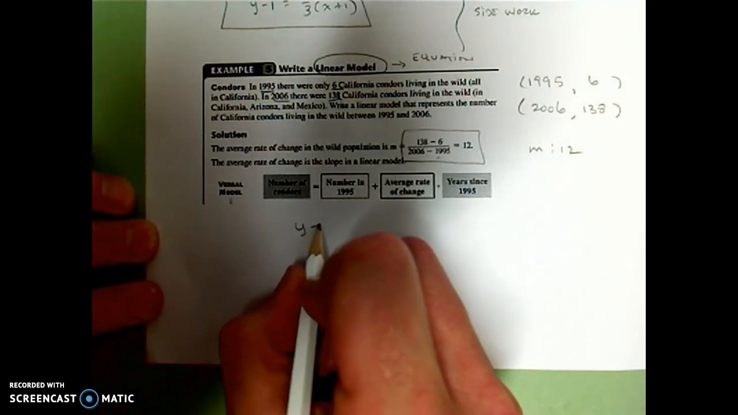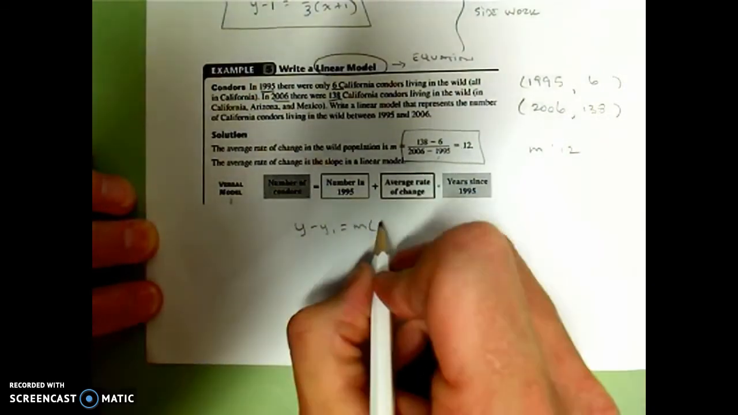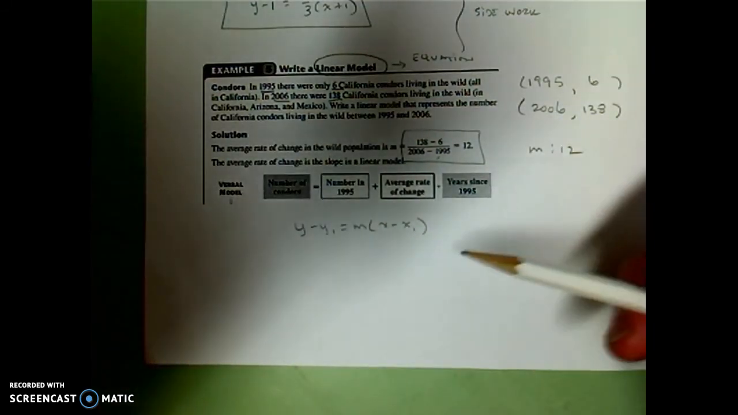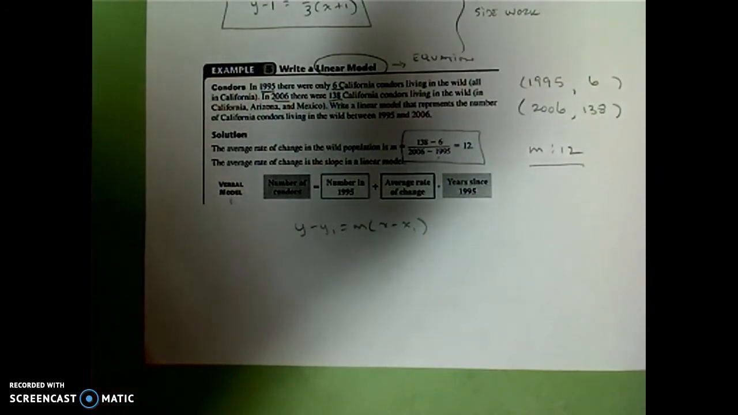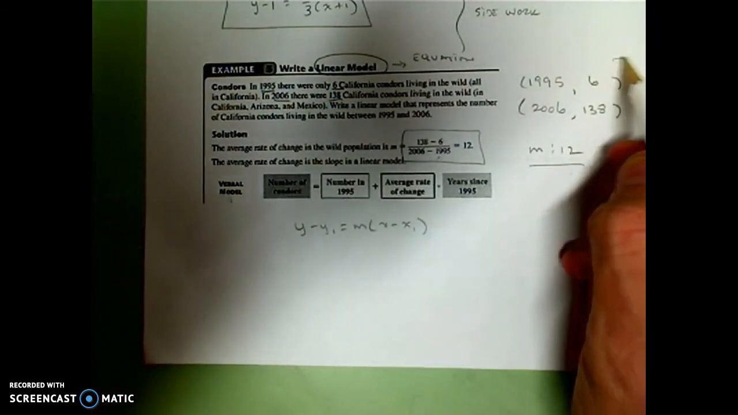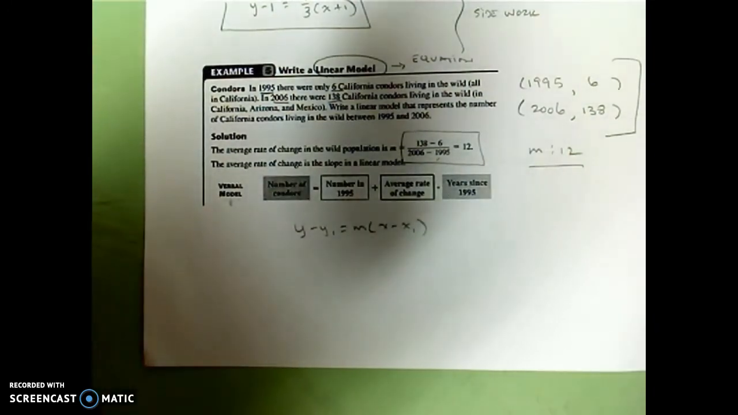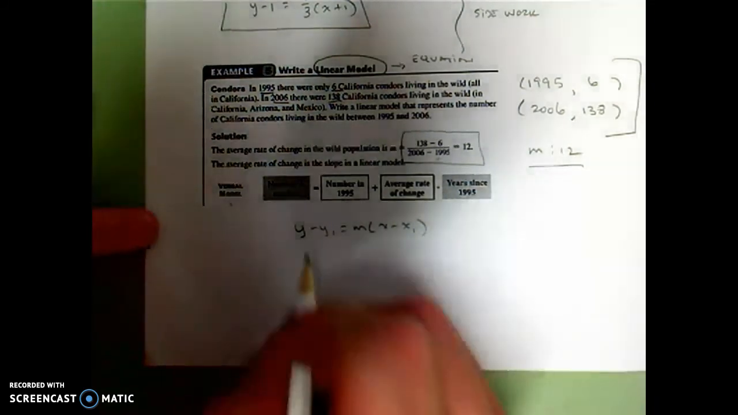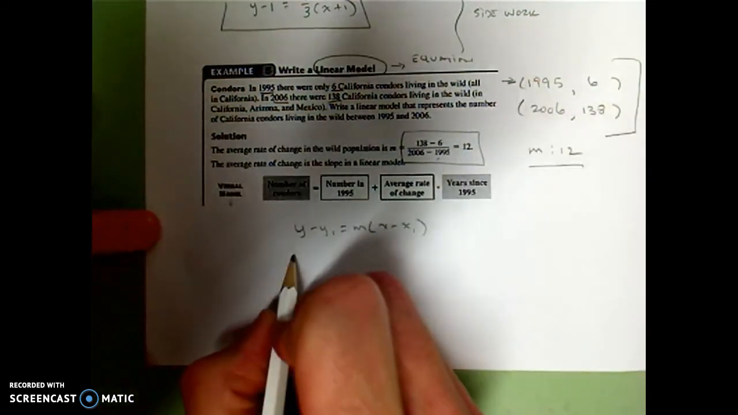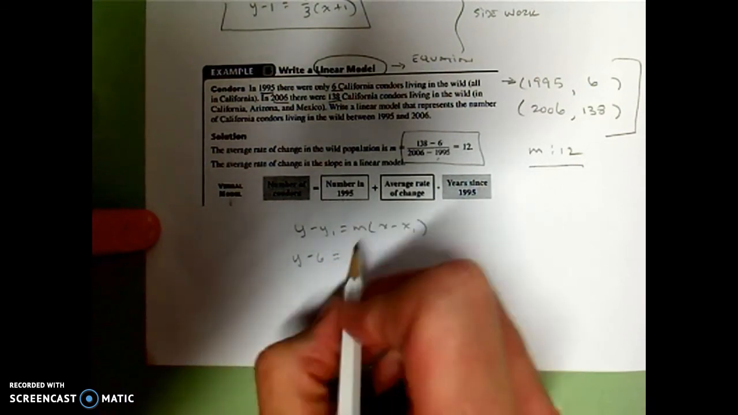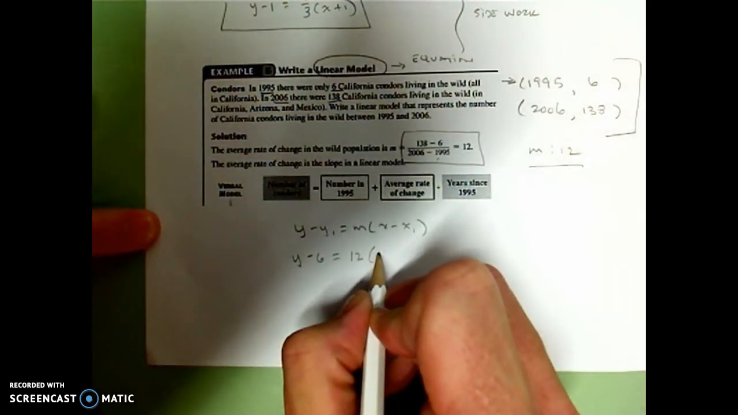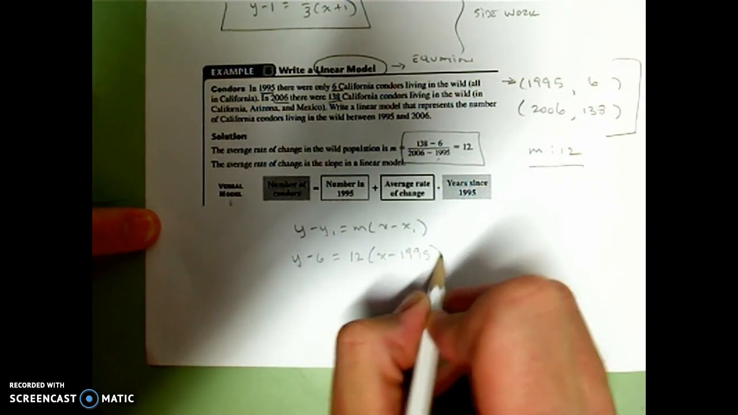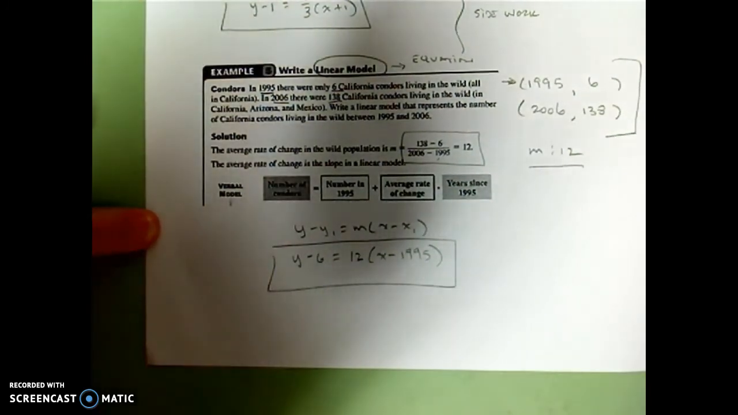Now, we can use our point-slope form to represent this as a linear model. y minus y1 equals m times x minus x1. Do we have a slope? Sure. It was given to us as part of the setup of the problem. Do we have a point? We not only have one point, we have 2. You can select either one you want. I think most of my students prefer to deal with the numbers that are a little bit smaller. So let's use our first point we were given. y minus 6 equals the slope, 12, times x minus 1995, the x1 value. This would be our linear model.